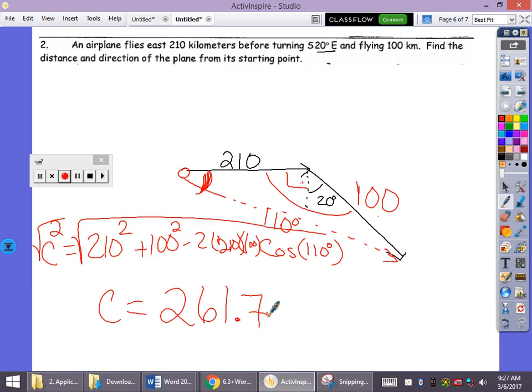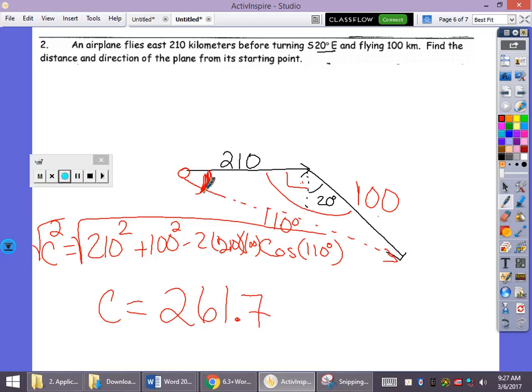261.7 is the length of this line. And it is the hypotenuse. Well, it is not the hypotenuse, but it is the longest side of the triangle, so it should have the biggest amount. Okay, so if you got a number smaller than 210, something went wrong because it needs to be the biggest number. Okay, now I need to find the angle, this angle here.